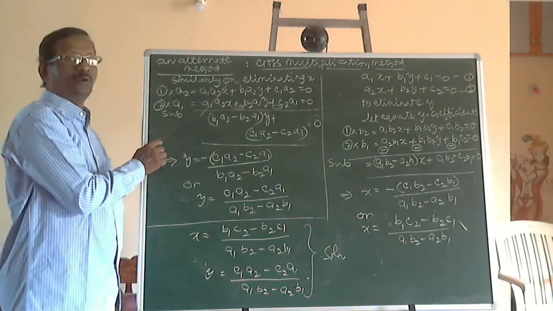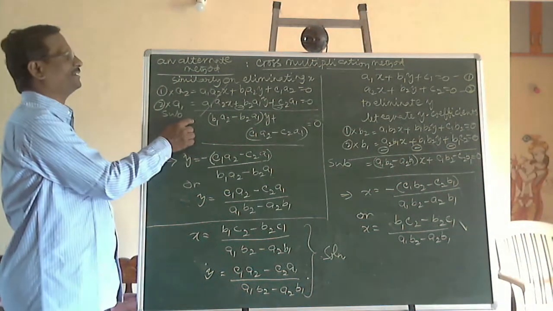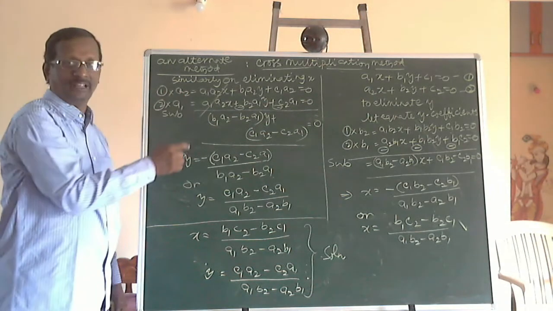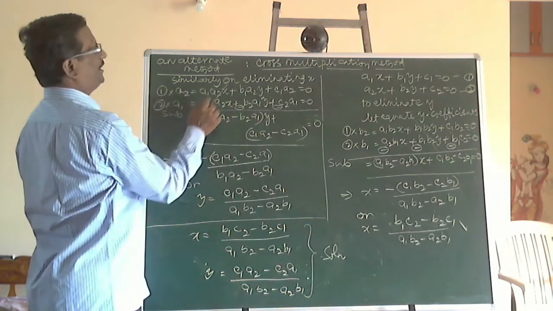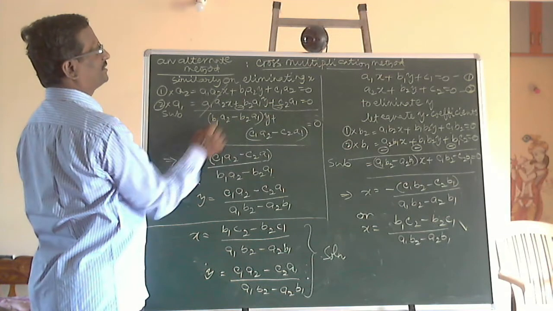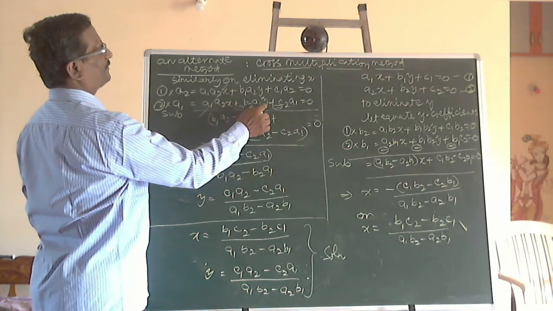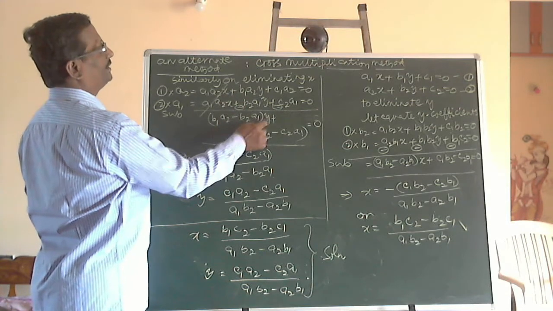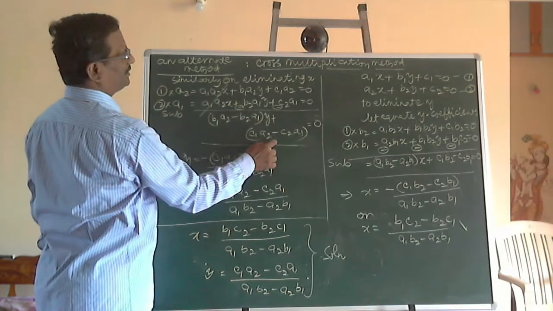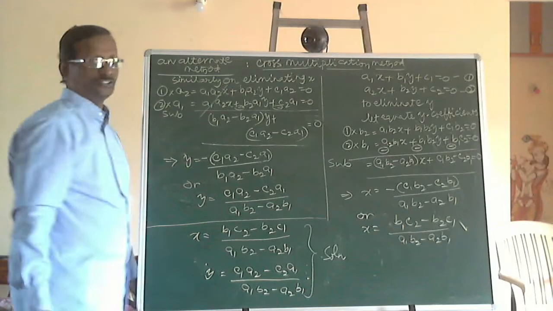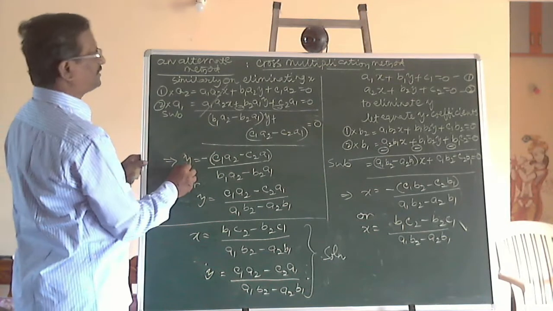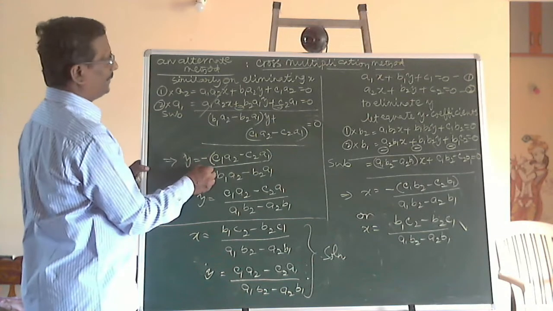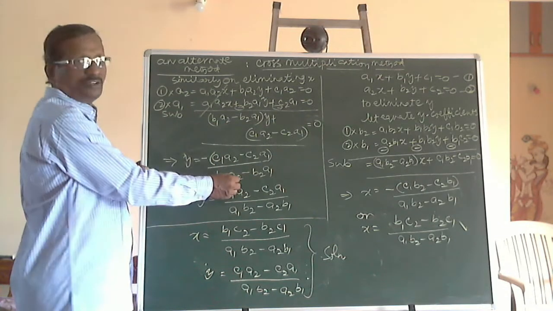Similarly, to get the value of y, the x coefficients are equated. For that, equation 1 is multiplied by a2 and equation 2 is multiplied by a1. Here a1 a2 x and a1 a2 x get cancelled. We have b1 a2 y minus b2 a1 y. Taking y as the common factor, b1 a2 minus b2 a1 whole into y, plus c1 a2 minus c2 a1, which is the constant. The right side is 0 minus 0 is equal to 0. Next, y is equal to: the constant is shifted to the right side and becomes minus, divided by the coefficient of y, which takes the position of denominator.